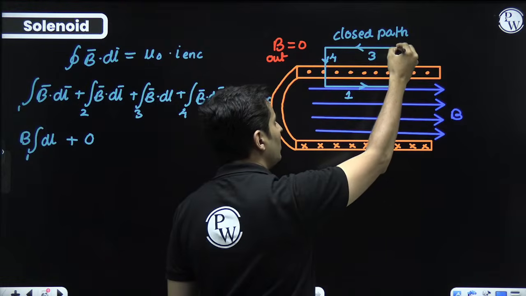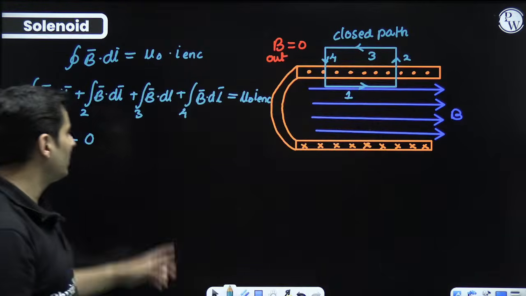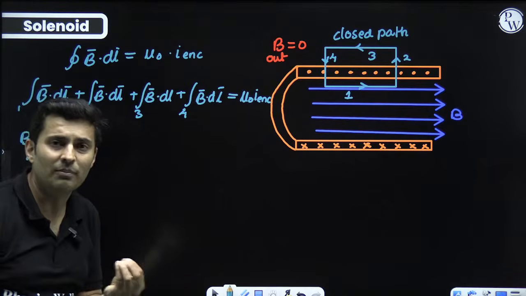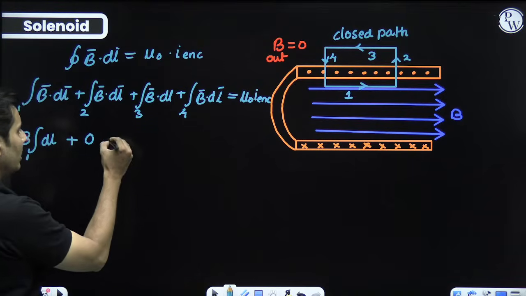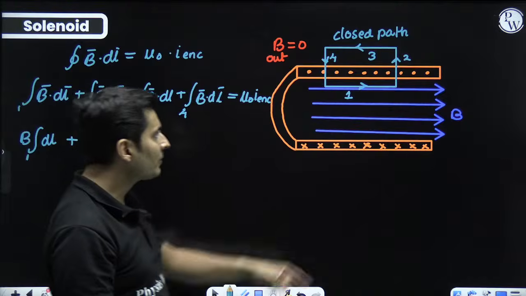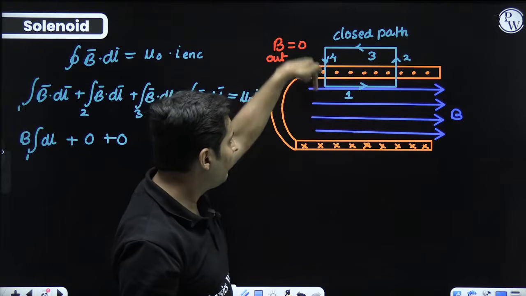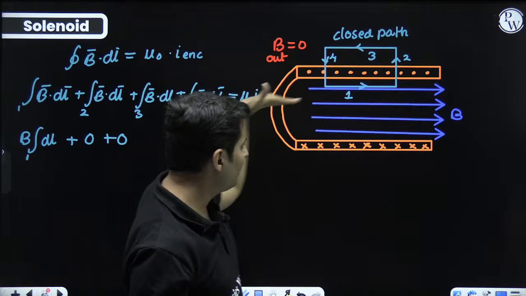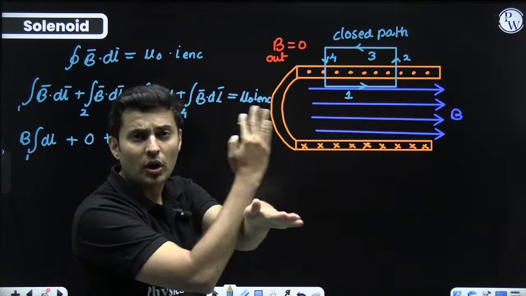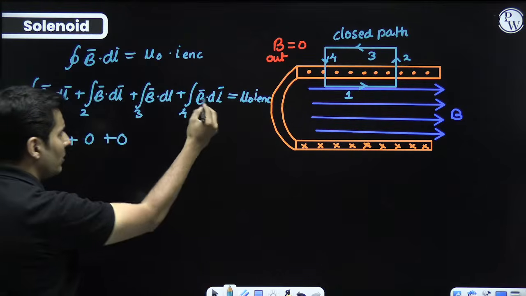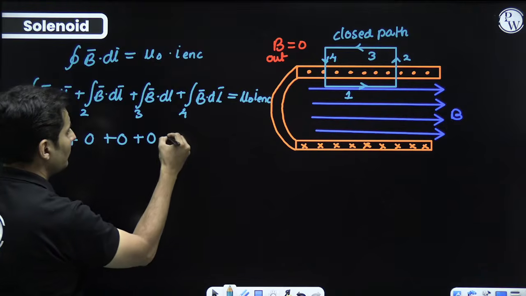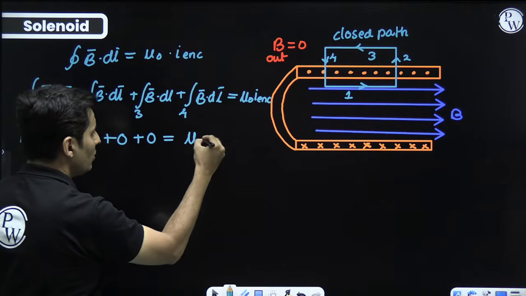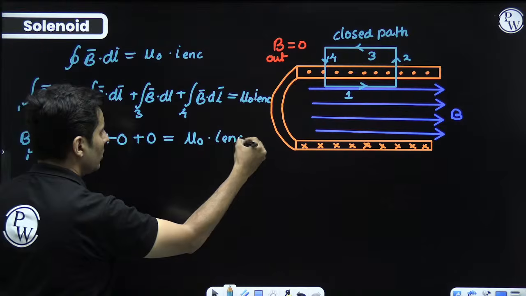The moment you go outside, the magnetic field is not there. So when you multiply 0 with any number, the answer is 0. So the number 3 integral will be 0. When you come back here, the magnetic field and length are perpendicular. So cos 90 will be 0, because dot product means cos. So 0 is equal to mu naught multiplied by enclosed current.